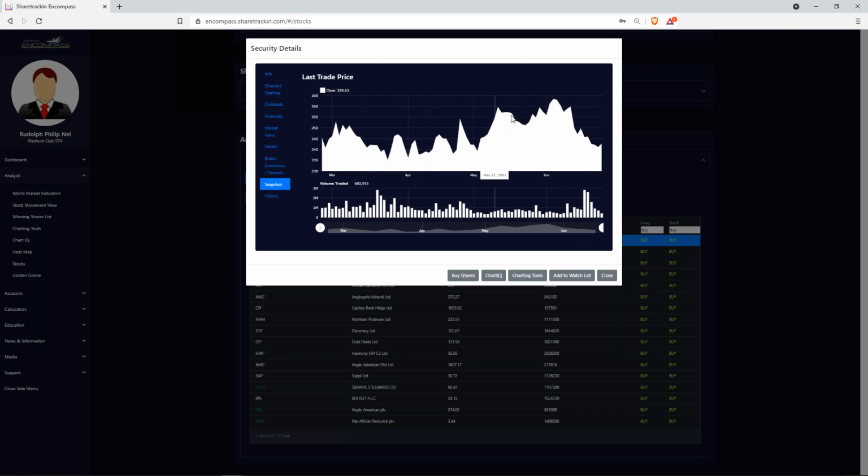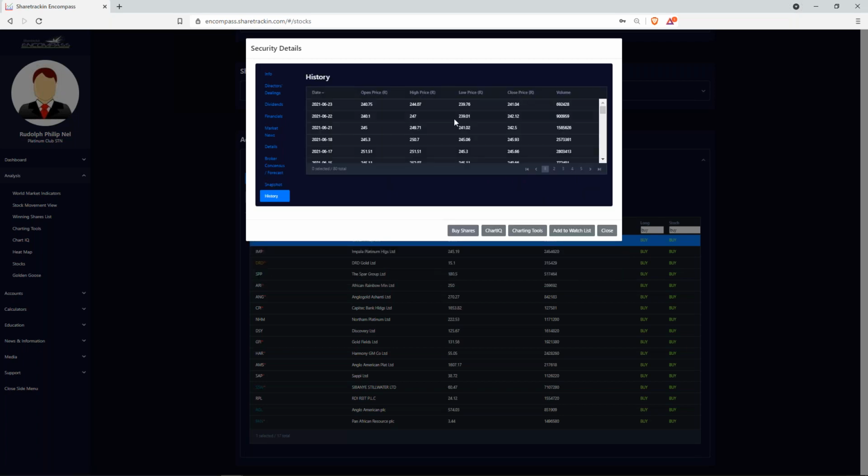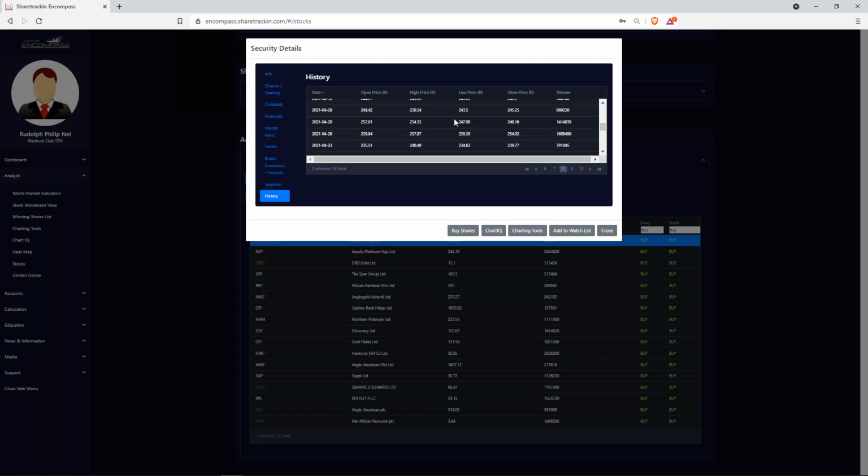This will give you more or less an idea of what the share is currently doing, and then the history will give you the last 30 days worth of info. All right, so on what the share has been doing for the last 3 months, with its opening price, highest price, lowest price, closing price, and then the volume traded.